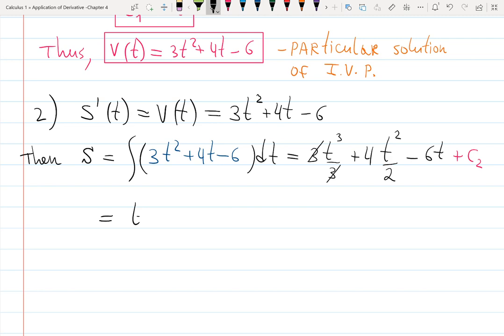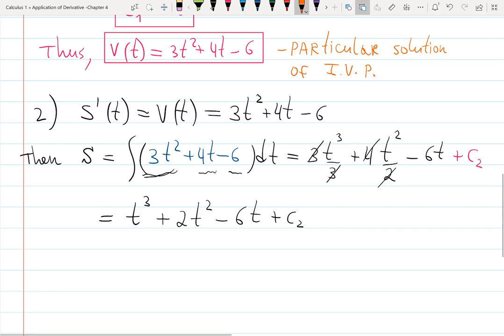Let's simplify. 3 cancels 3, gives you t cubed, which makes sense. Derivative of 3t squared indeed is t cubed. 4 and 2 gives you 2t squared, and that makes sense. If you differentiate 2t squared, it gives you 4t. Minus 6t, which makes sense. If you differentiate minus 6t, it gives you minus 6. Plus c2, derivative of c2 is 0. So we know we did not make a mistake. Let's put this in the box and speed up a little bit. This is my general solution.